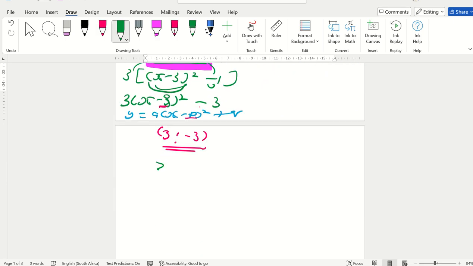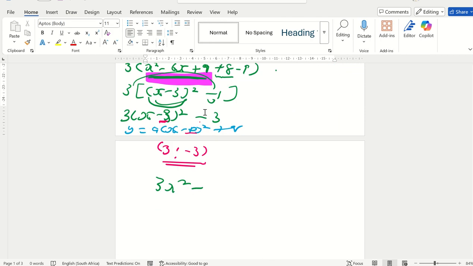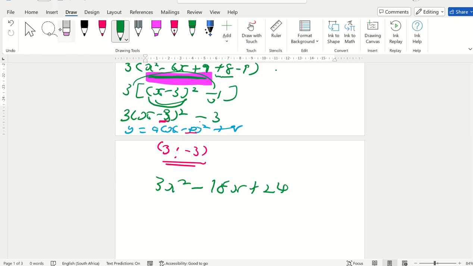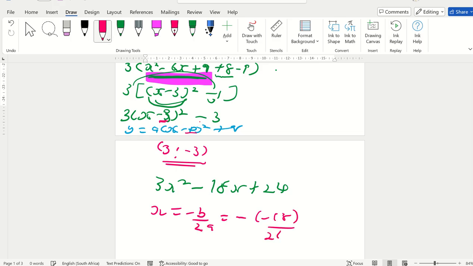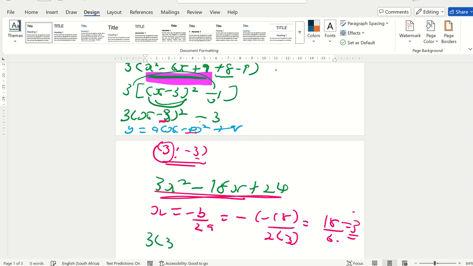Let's write it there. So it's 3x squared minus 18x plus 24. So we know that for this one we use x equals minus b over 2a. Our b is minus 18, over 2, our a is 3. So we have positive 18 over 6, which gives us an answer of 3, which matches the x coordinate. Now let's see if the y coordinate is minus 3. We're going to substitute the x coordinate there to find the y. In place of x, we put 3.